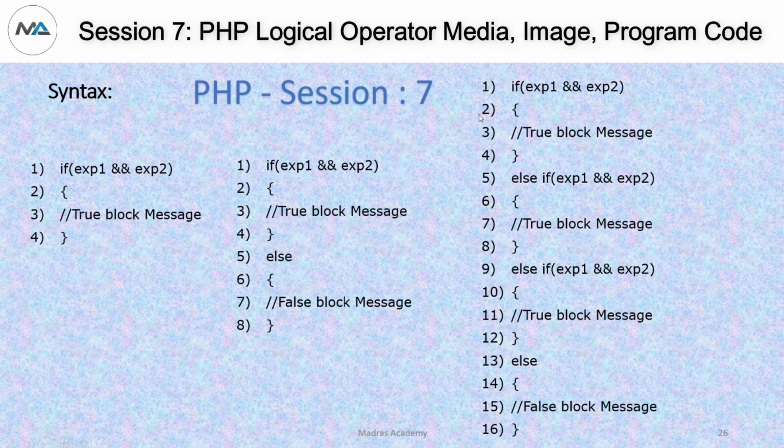And here I'm having expression 1 and 2. If this expression is true, it will enter into this block. Else, the second expression is used to check, and if the condition is true, it will enter into this block, and in the same way it will execute this code. So we can write n number of ifs like this, and n number of expressions also we can write. But here I wrote only expression 1 and expression 2.